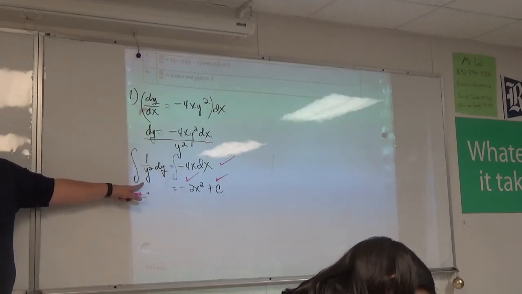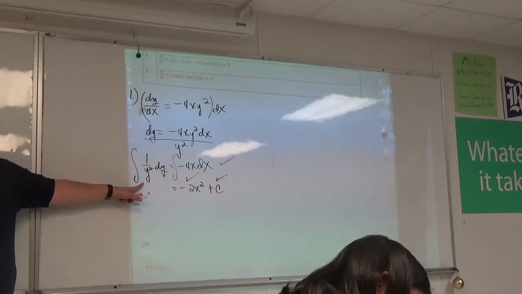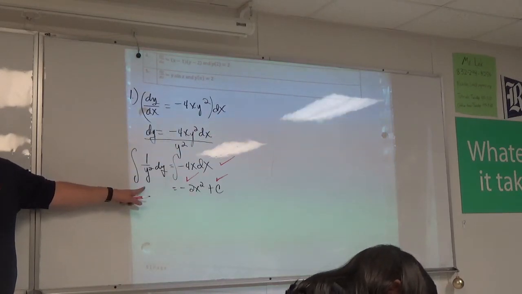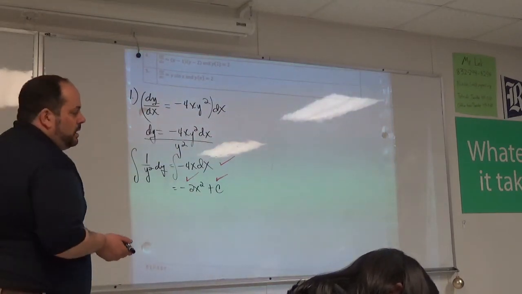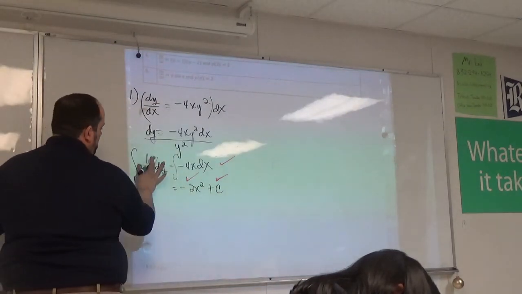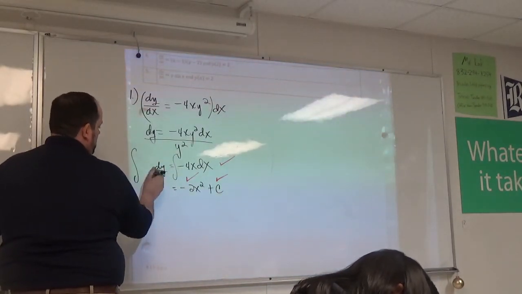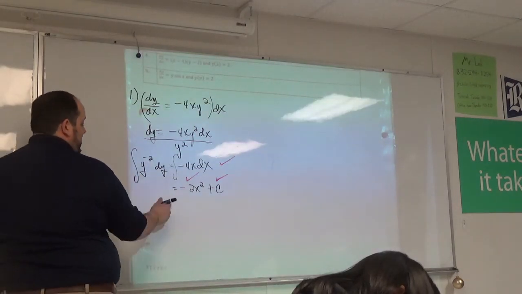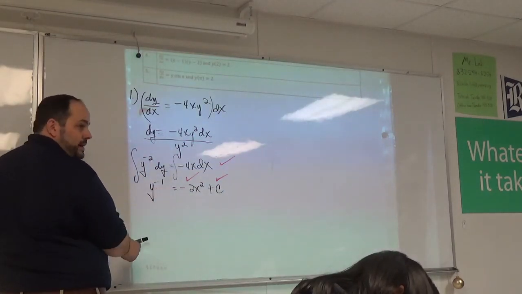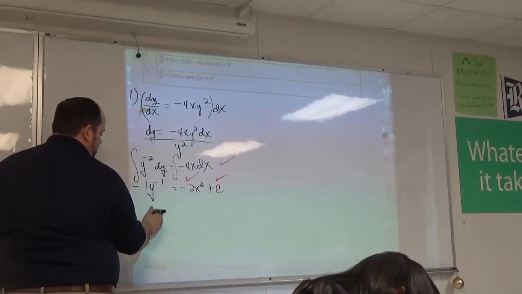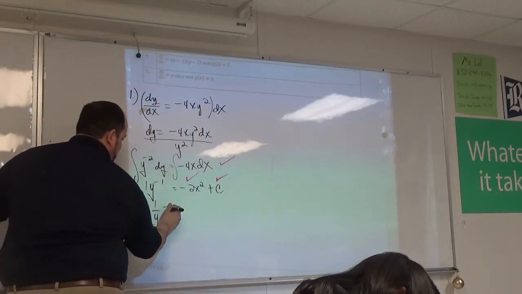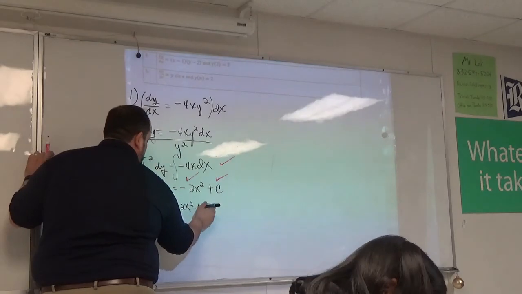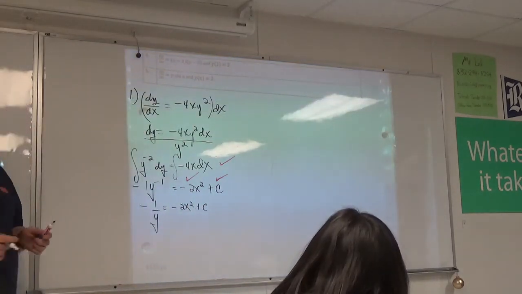Integral of 1 over y squared. Maybe you've memorized it, or maybe you've got some clever math that you can do. Brianna, what are your thoughts here? I changed it to the integral of y to the negative 2. Okay, so the integral of y to the negative 2: add 1 to the power, divide by the new power. So this is really the same as negative 1 over y equals negative 2x squared plus c.